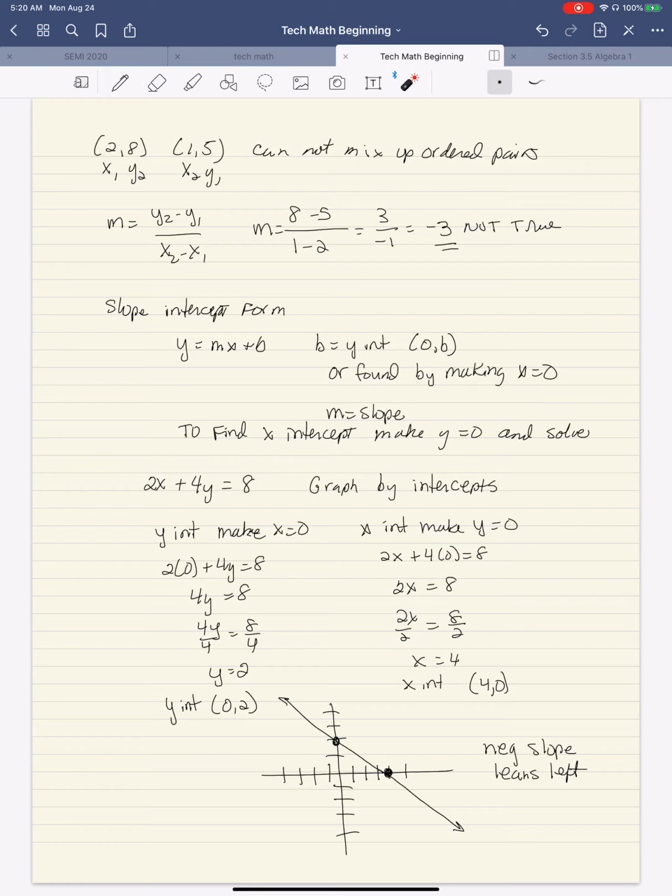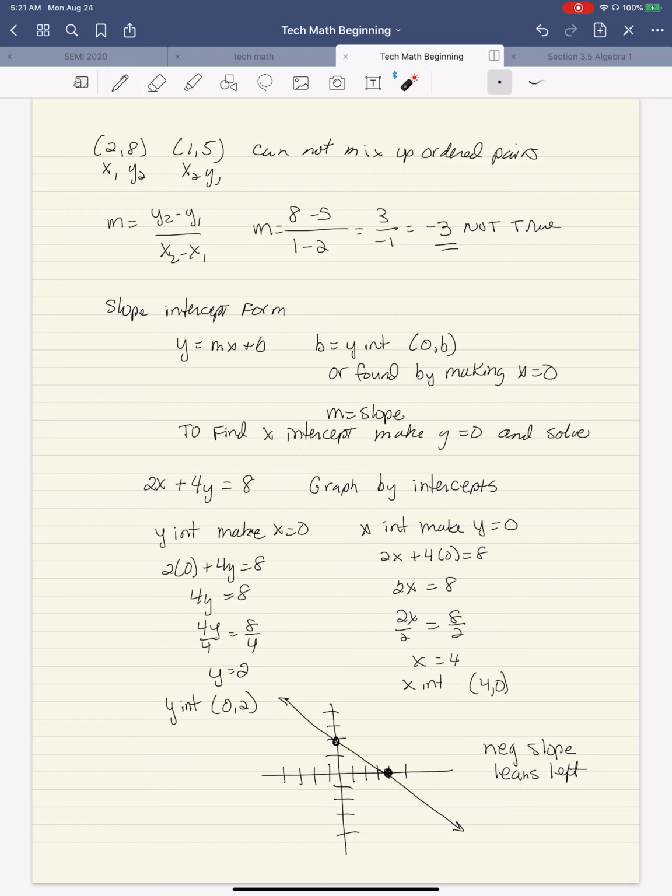m is the slope, right here, and to find the x-intercept, you make y equal to 0 and solve. So when the equation is in the slope-intercept form, the only thing you can pull off of it is the y-intercept and the slope. You do not get the x-intercept. You actually have to solve it to get the x-intercept.